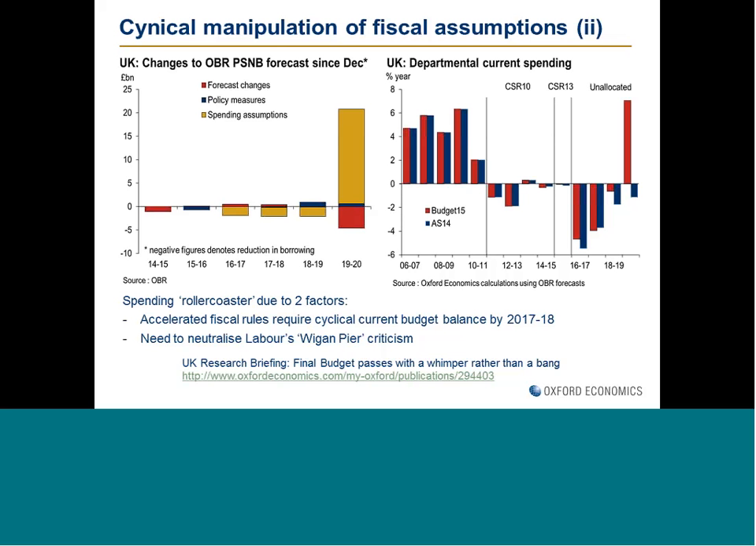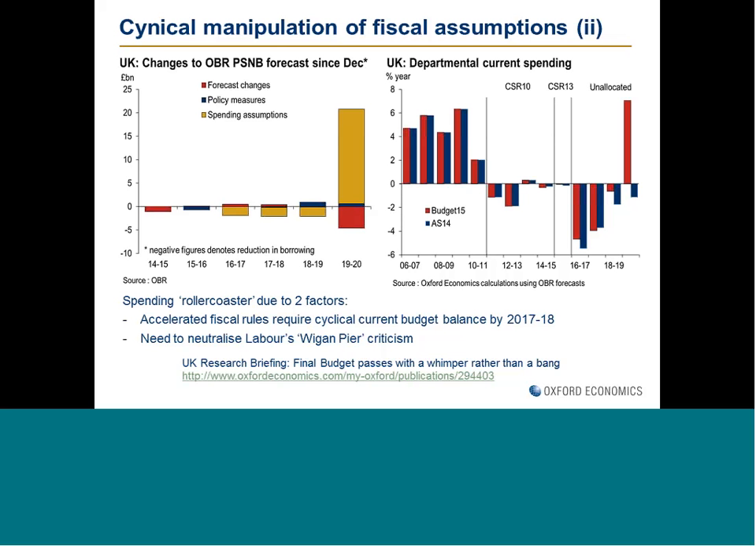Now, there were two factors behind this big turnaround. First of all, there was the need to neutralise what I think Labour called the Wigan-Peer effect, which was the idea that the cuts announced in the Autumn Statement would take the level of day-to-day spending on public services to its lowest level since the 1930s. Putting a little bit of extra money into the pot in 2019-20 took the Chancellor just above that magic level, and meant that criticism was no longer strictly valid.